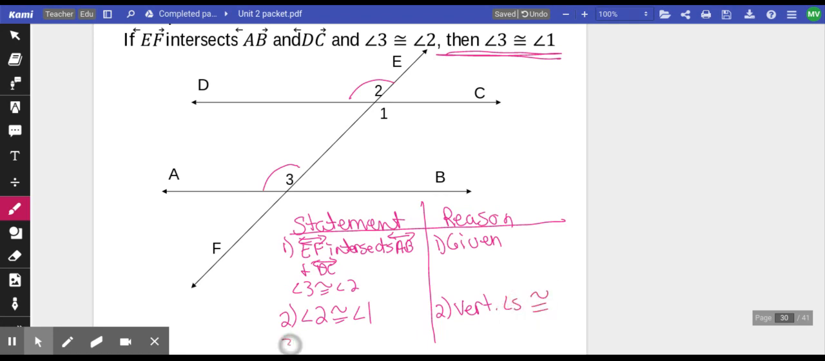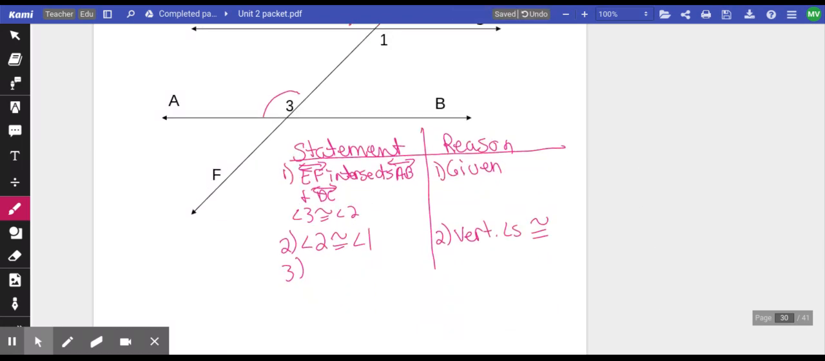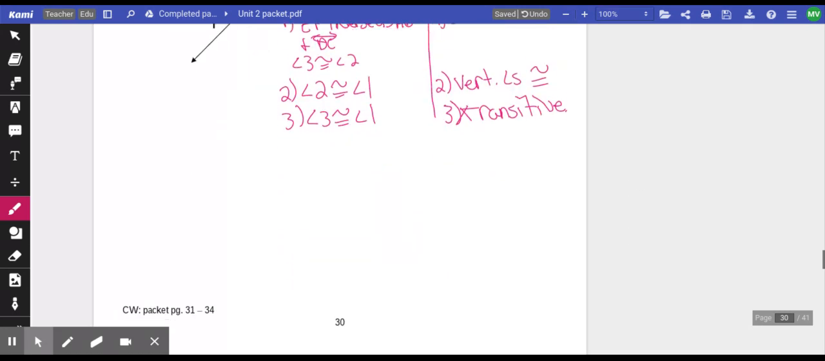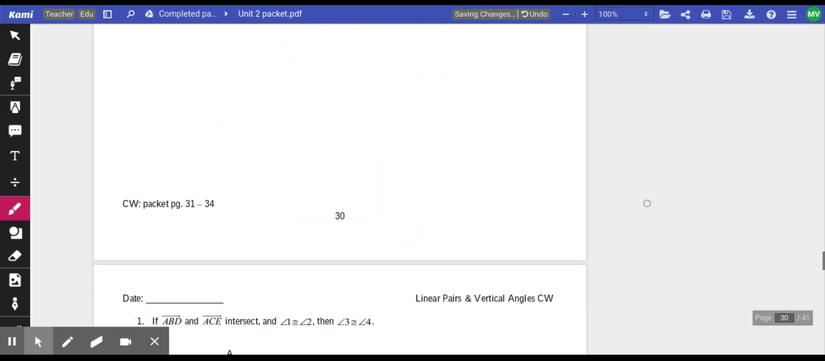And now that I know 2 is congruent to 1, and I know 3 is congruent to 2, I can use the transitive property and say angle 3 is congruent to 1 based on the transitive property. And you can also say substitution. And my proof is done. And that's it for our video.